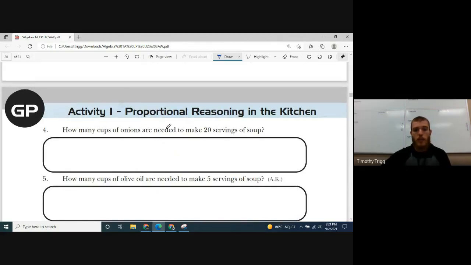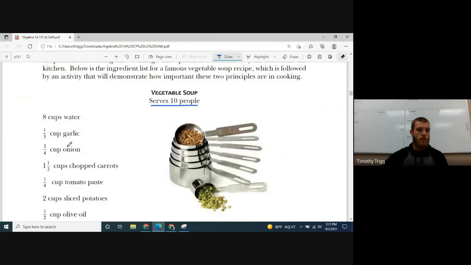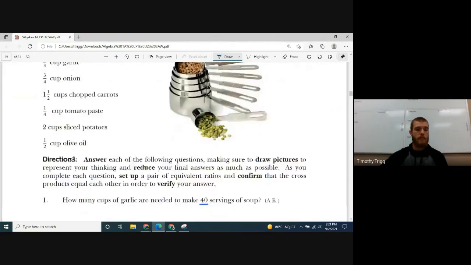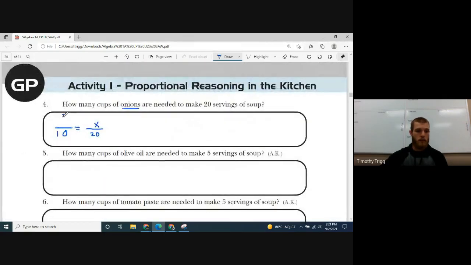How many cups of onions are needed to make 20 servings? So we know the original recipe produces 10 servings, but I want to produce 20 servings. And we want to know how many cups of onions. Okay, so we would look at onions here. So in this case, 3/4 of a cup. So we would use 3/4 of a cup.